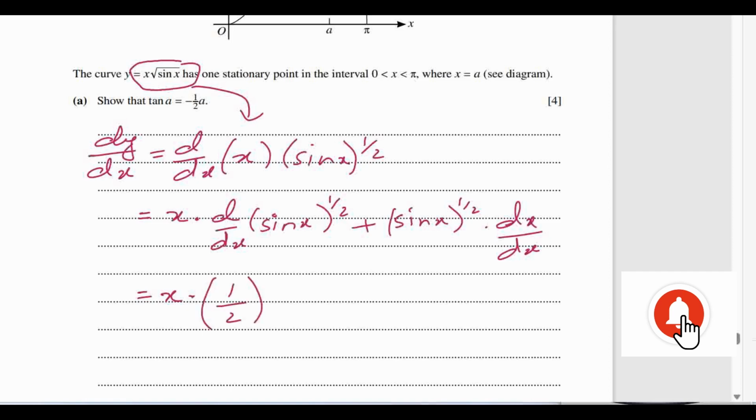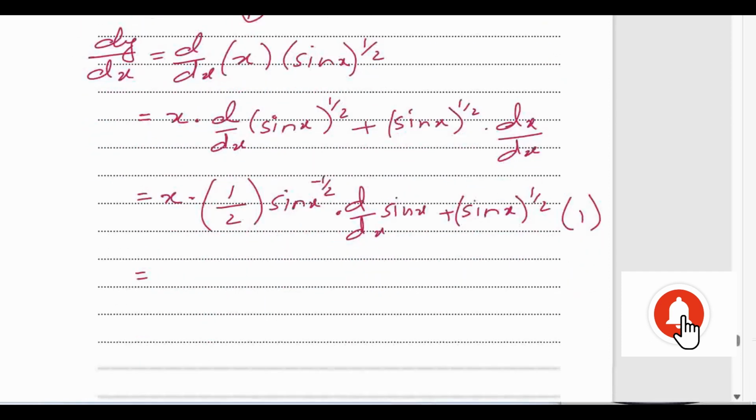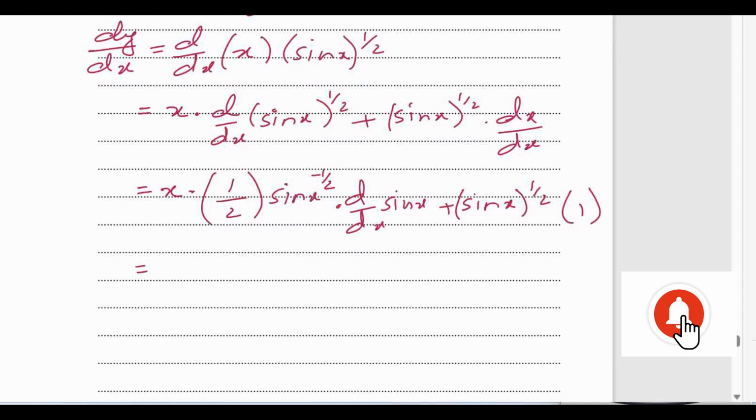So this will be equal to x into, we can use the power rule, so 1 by 2 into sine of x to the power 1 by 2 minus 1, which is minus 1 by 2, into the internal derivative d by dx of sine of x, plus, now from here we can see that this will be equal to x divided by 2 times sine of x whole power 1 by 2, we shifted it from the numerator to the denominator, and the derivative of sine is cos of x, plus sine of x whole power 1 by 2.